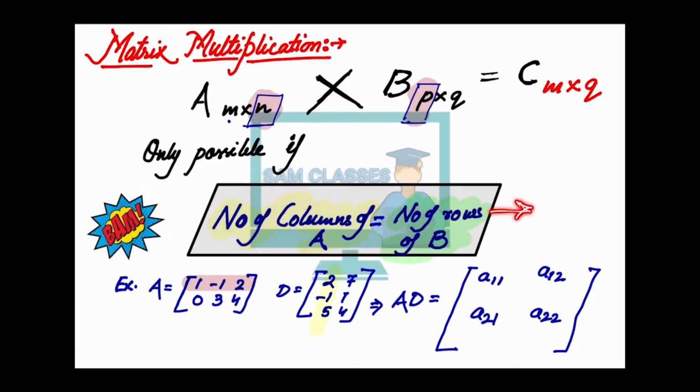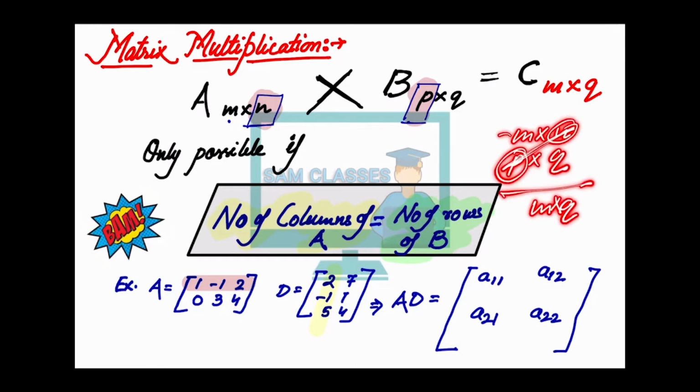The second thing, apart from that, students: what is the new matrix formed? It will have the rows of the first one and the columns of the second one. So very simple. You can write it like this: M into N, P cross Q. So this N and this P have to be equal, and the formed one will be M cross Q. Okay, you can make it like this. Very simple idea. Now let's take an example.